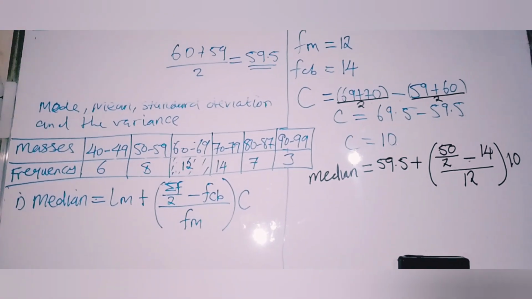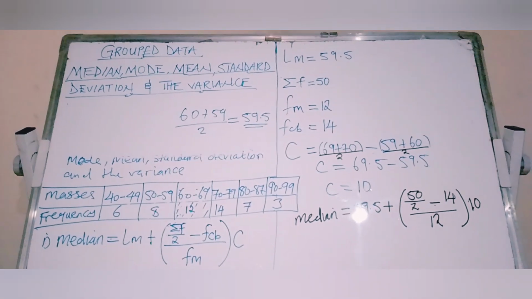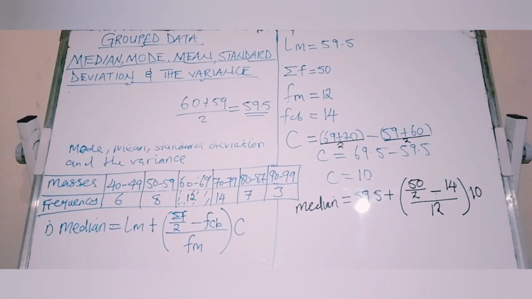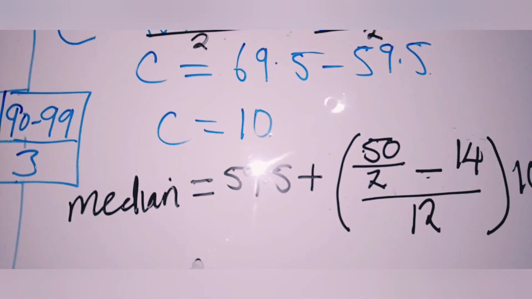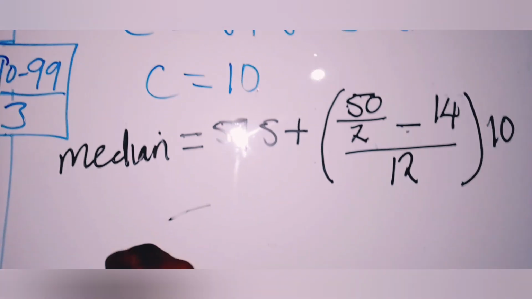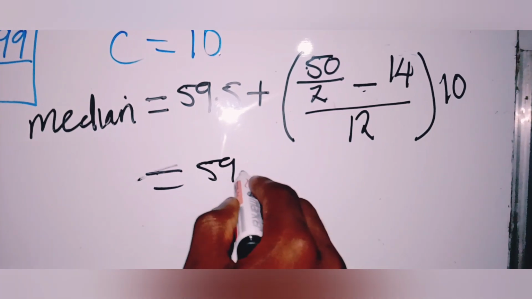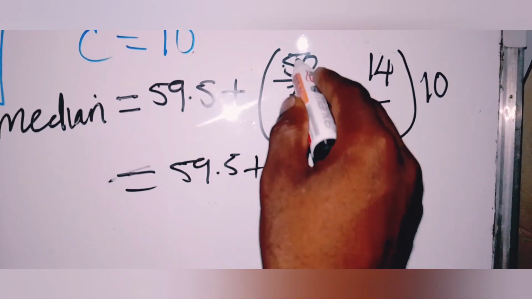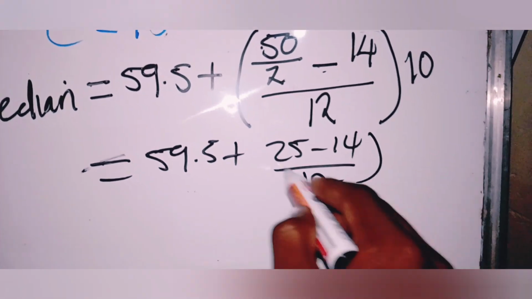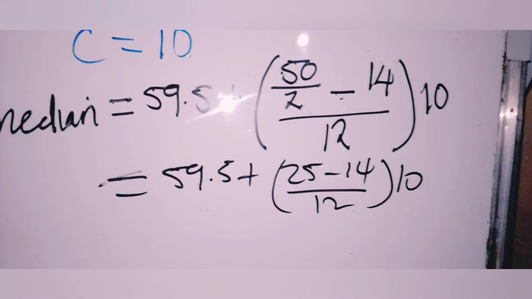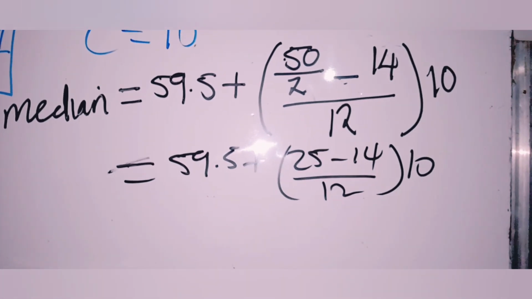This is what we are having. It is very, very simple. So let's solve now. This will be equal to 59.5 plus 25 minus 14, then divided by 12, and then here we have got 18, right? So when you replace, this is what we are having.